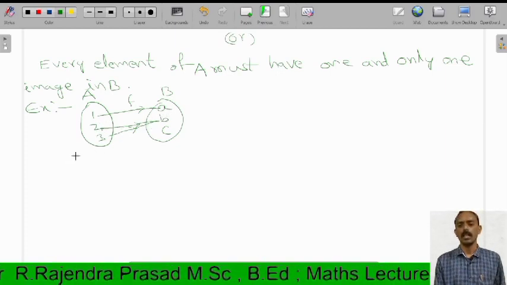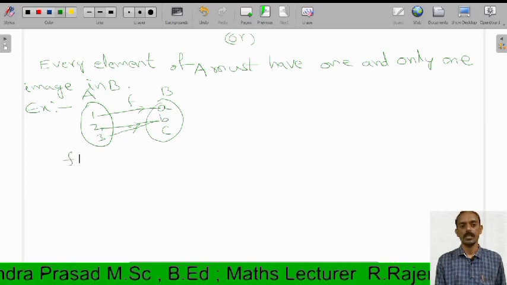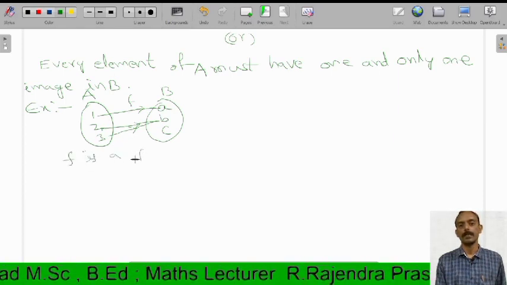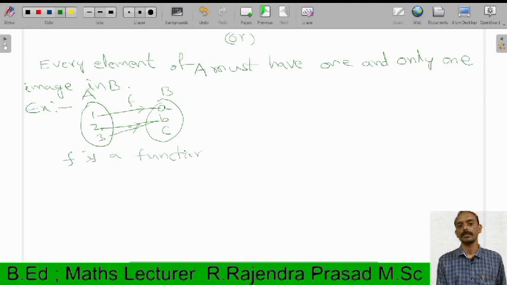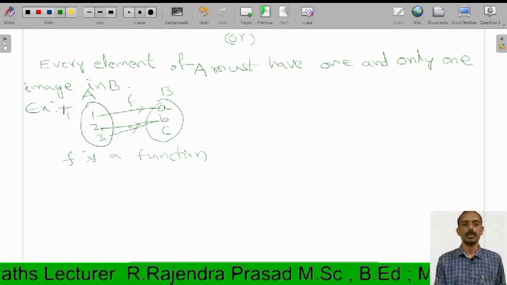Therefore, F is a function. This is the first problem.